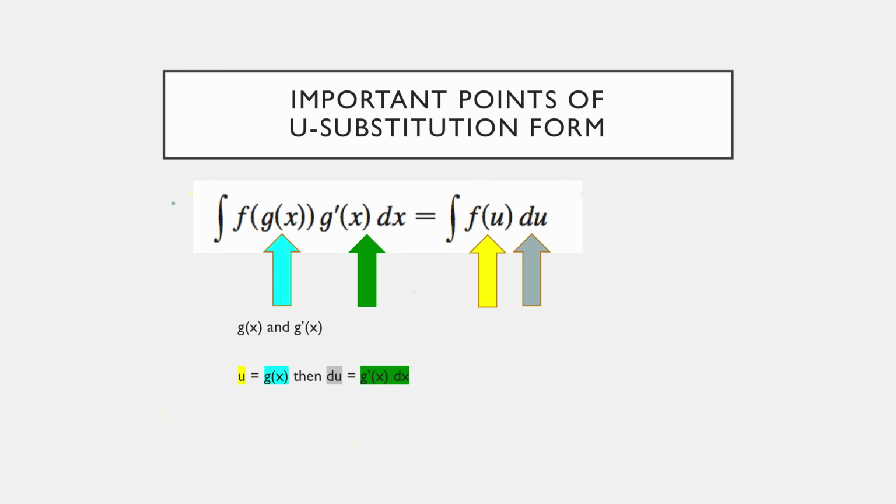Okay, so next I will be talking about the important points of U substitution form. So here we have the U substitution form, the integral of f of g of x times g prime of x dx. And it's almost always certain that the U substitution form will have g of x and its derivative g prime of x. And then also notice that if u equals g of x, then du equals g prime of x dx. So you can think of du and dx as differentials from one another.